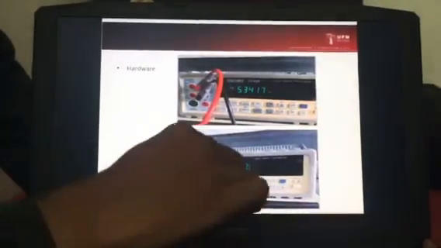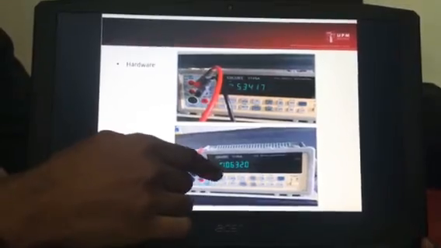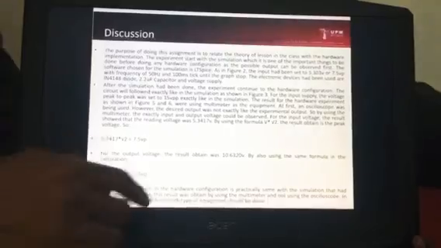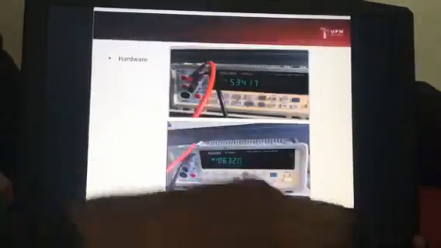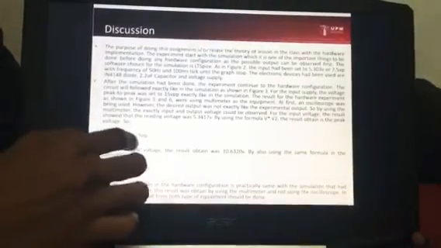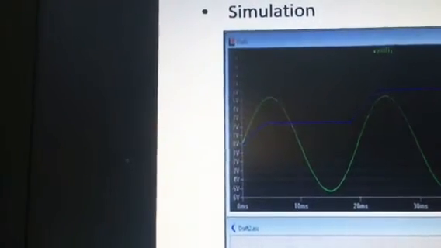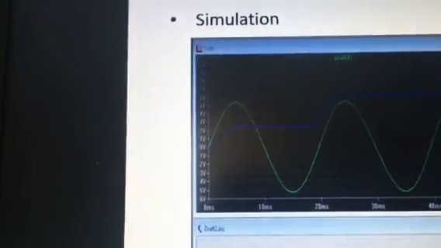You can see this in our hardware: this is 5.3410, and this 10 is what we get from the output. From our simulation, this is 5 volts, and then this is 10 volts. It will actually increase until it stops.